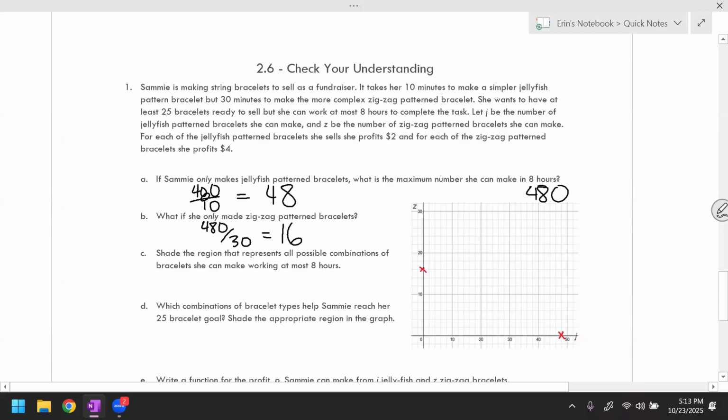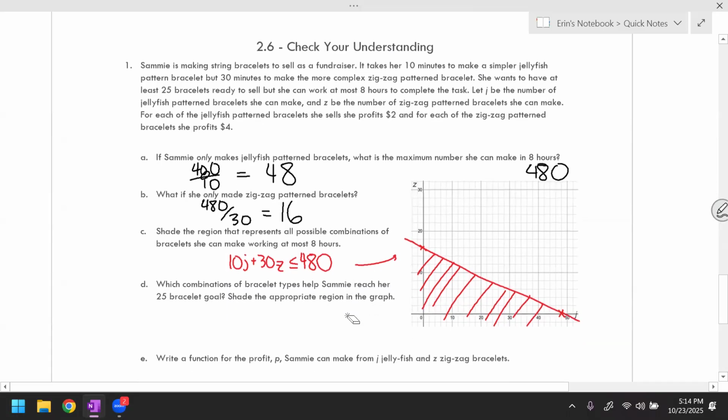So her time constraint will look like this. And her feasible region for time is inside here. This is like our budget, our time budget. Okay? This constraint, it doesn't ask us for what this inequality is, but this is simply 10J plus 30Z has to be less than or equal to 480. And you can try putting that into your calculator to confirm that that's what that looks like.